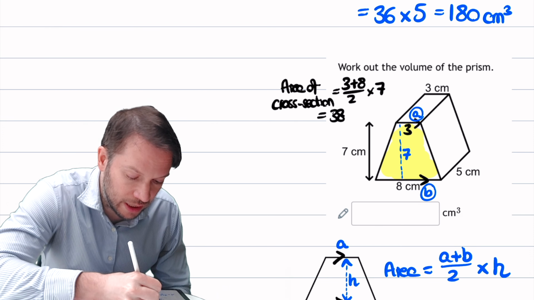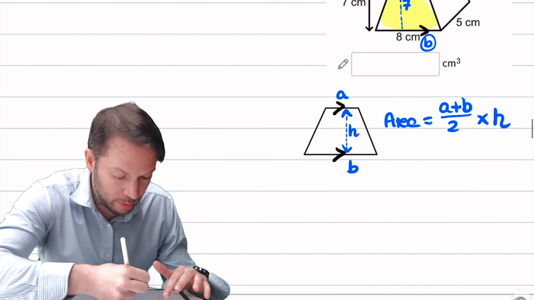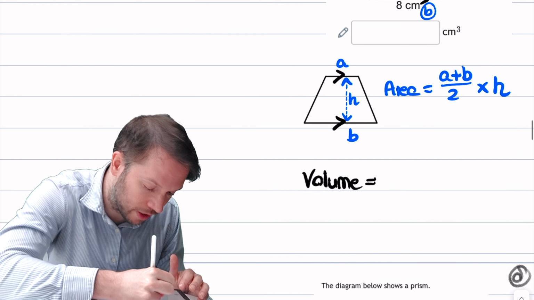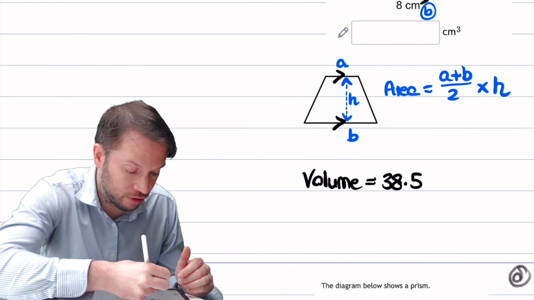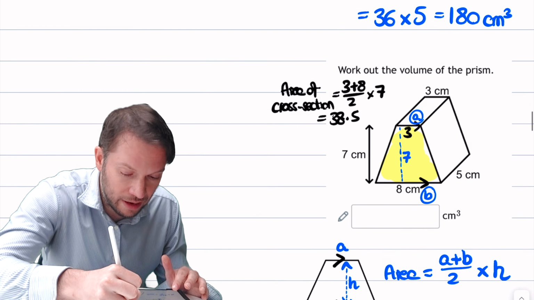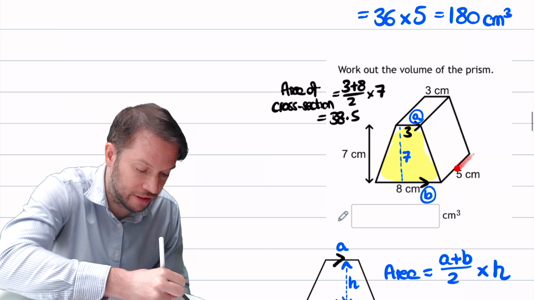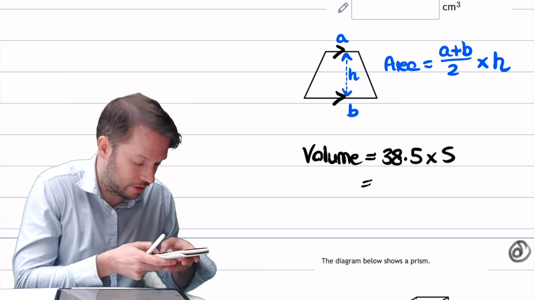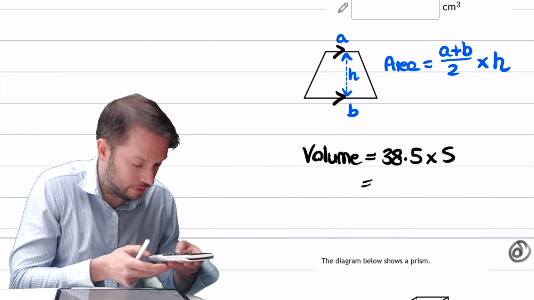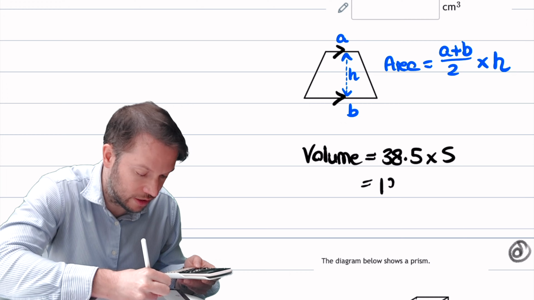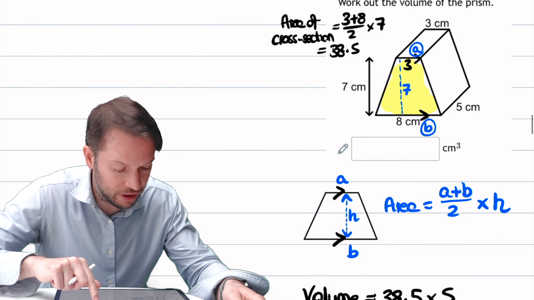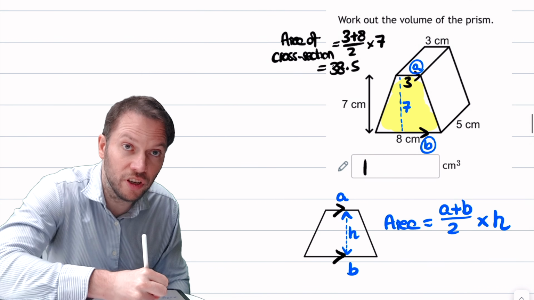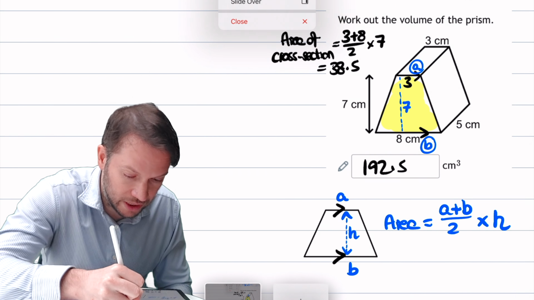So we've got 38.5. And now we said the volume of the prism was equal to the cross-sectional area, which was 38.5, the area of the trapezium, because the cross-section was a trapezium, multiplied by the length. We can see that this is the length of the prism. It's the 5. And so we times it by 5. And again, I'm going to need my calculator for this, 38.5 times 5. And this is equal to 192.5. Now, because all the units here were in centimetres, the volume will be in centimetres cubed. So that is the final answer, 192.5 centimetres cubed.